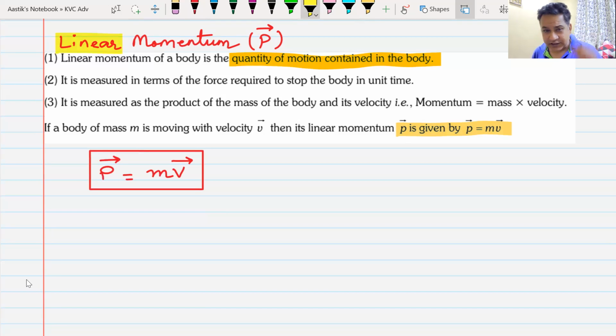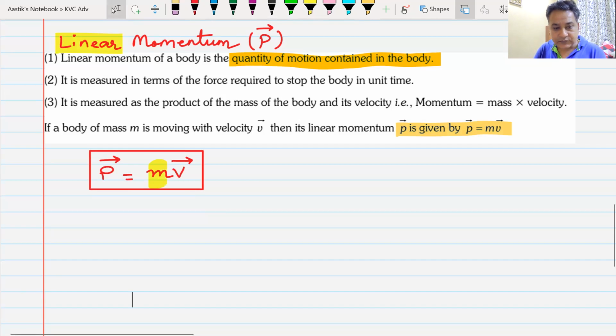And here we are treating the body as a point object. So this M can be a point object, then also the momentum is mv. This M can be a bus or a truck or a train or a plane, then also the linear momentum is m into v. Do we understand this? Yes, sir.